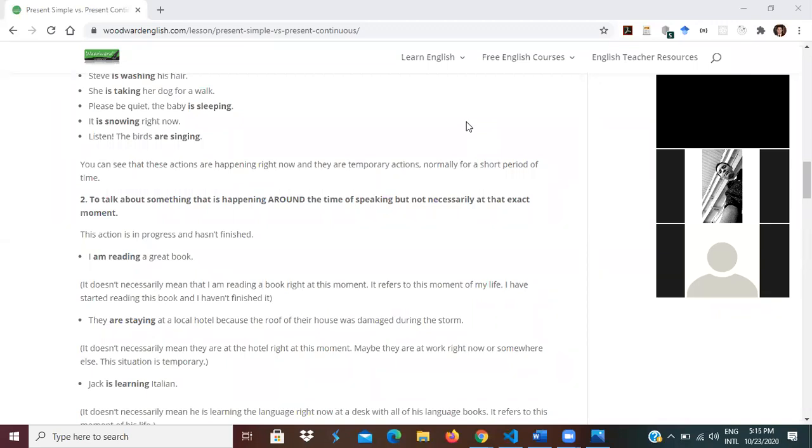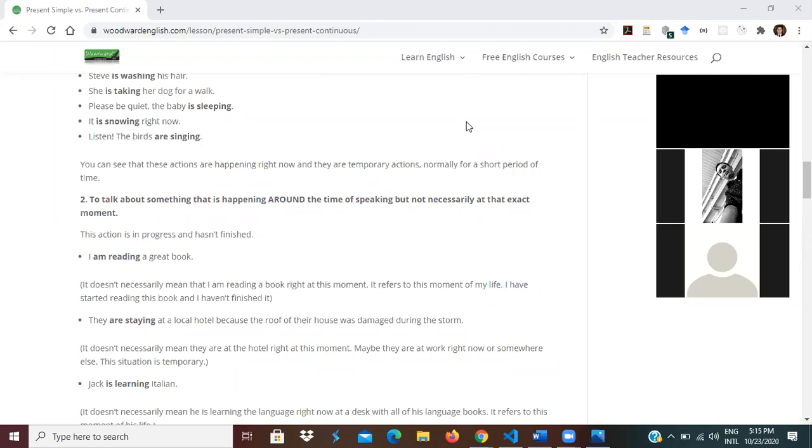So it is a little brief explanation. It doesn't necessarily mean that I am reading a book right at this moment, but it refers to this moment of my life. I have started reading this book and I haven't finished it yet.